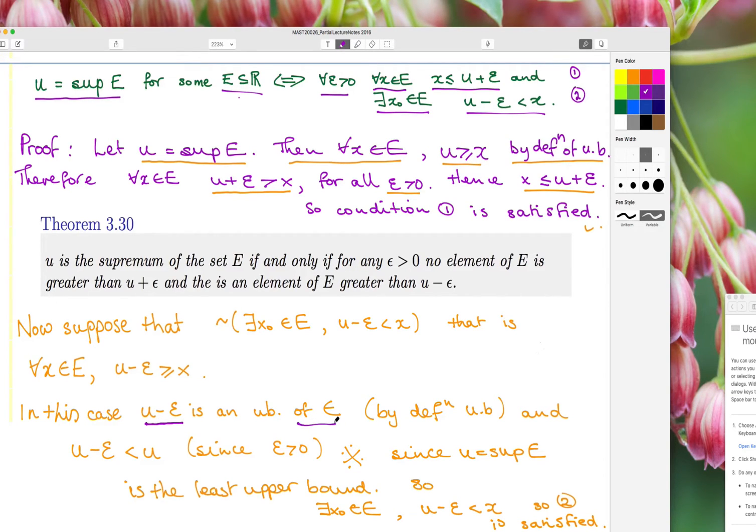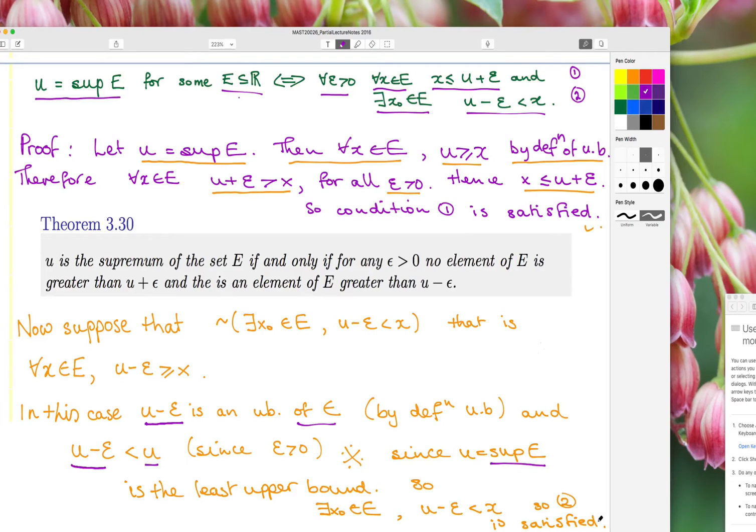So remember, the definition of an upper bound is some number that's greater than or equal to every single element in E. So that comes straight from the definition of upper bound. And it's also true that U minus epsilon is less than U, since of course epsilon is greater than 0. But that's a contradiction because we've said U minus epsilon is an upper bound that's less than U, but U is in fact sup E, which is the least upper bound, so there are no upper bounds less than it. So our assumption must be false, and the original statement is therefore true. There exists an x naught in E with U minus epsilon less than x naught, so condition 2 is satisfied. So that's the forward proof.